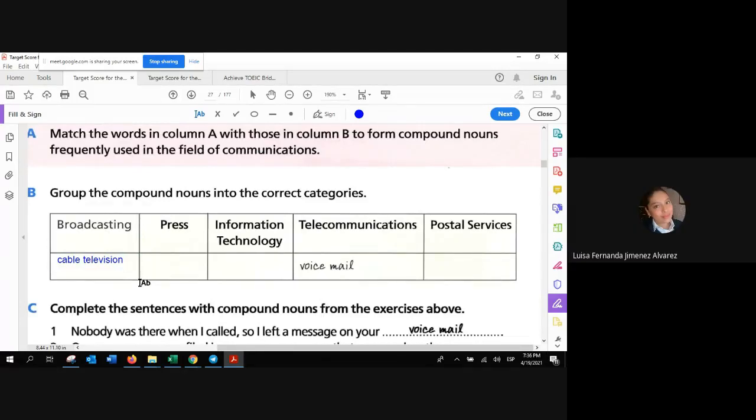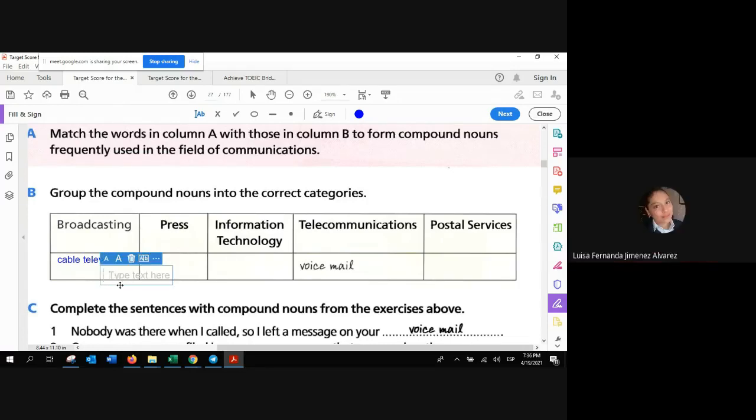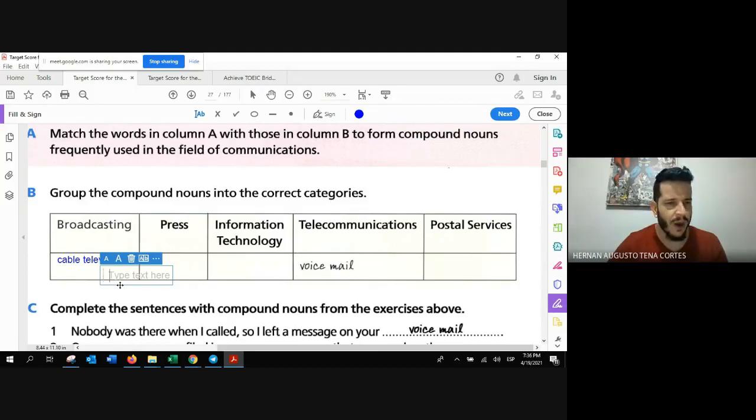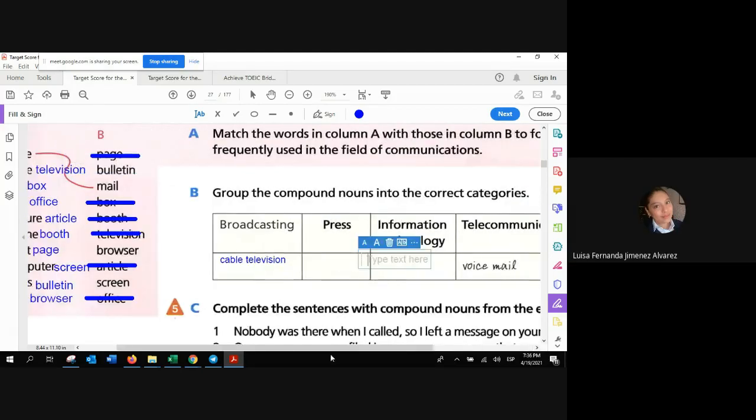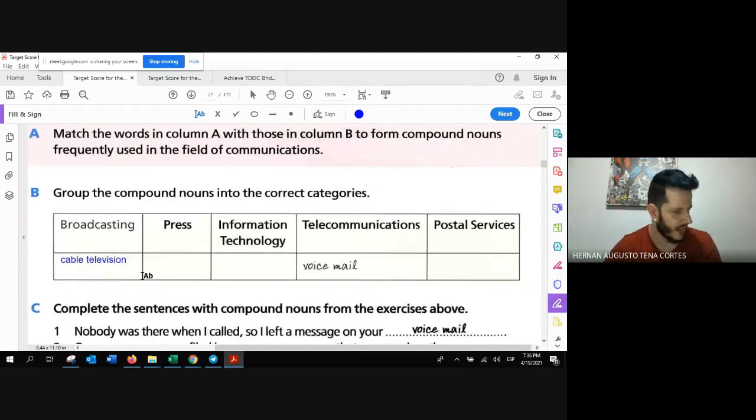News bulletin. No, perdón. Web browser. Ah, web browser. Where would you put web browser? In broadcasting or what category? No, not broadcasting, teacher. That's a good try, but I think it could go into another category.